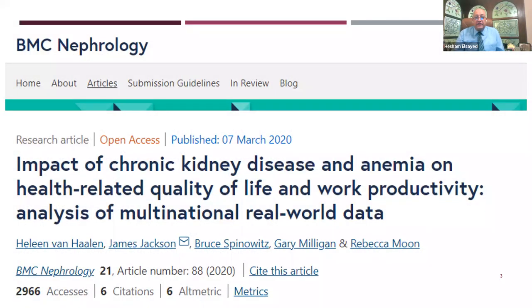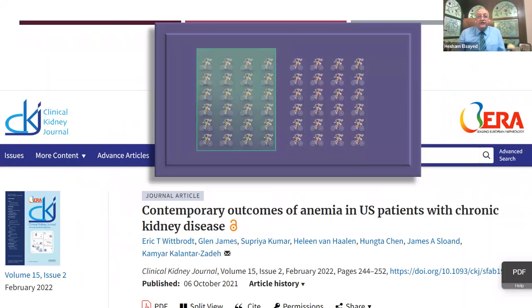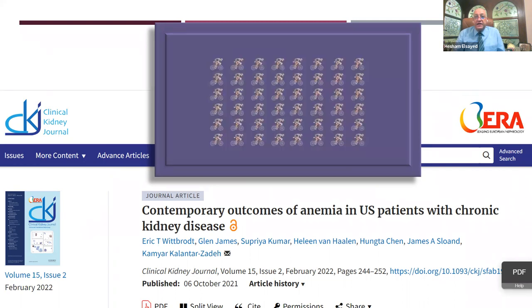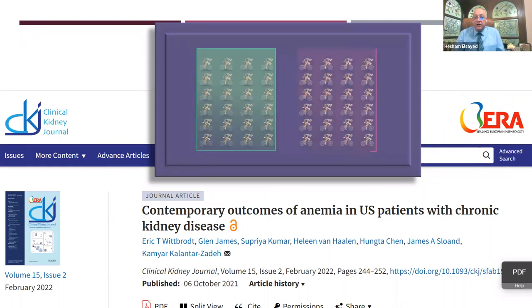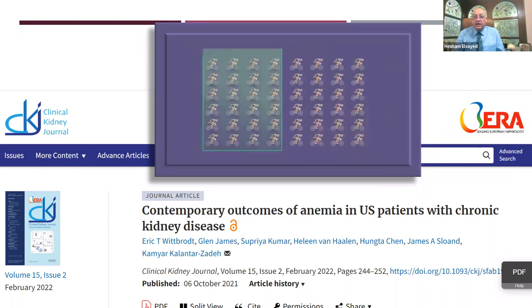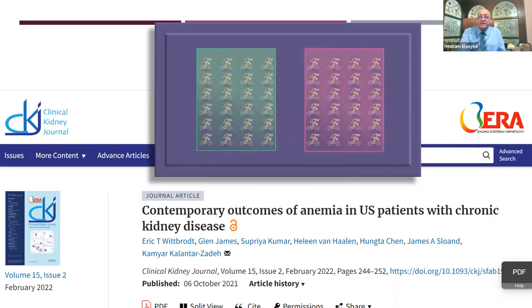If we look at the impact of chronic kidney disease and anemia on health-related quality of life and the complications of anemia in patients on dialysis and CKD, from multinational real-world data, you can find that lower hemoglobin levels worsen the impact of CKD on health-related quality of life, and are associated with lower work productivity in patients with CKD. Physical activity is also impaired in patients with anemia and CKD; exercise tolerance and managing the daily life are impaired. The comprehensive outcomes of anemia in the U.S. in patients with chronic kidney disease are well known.